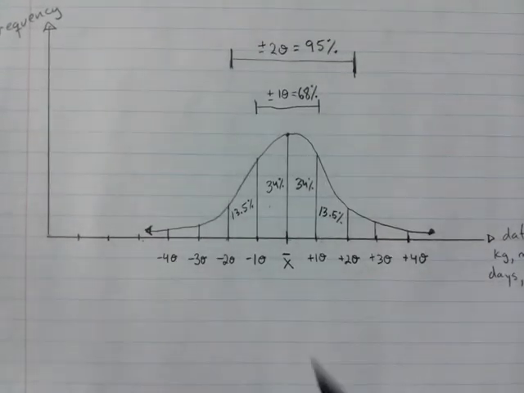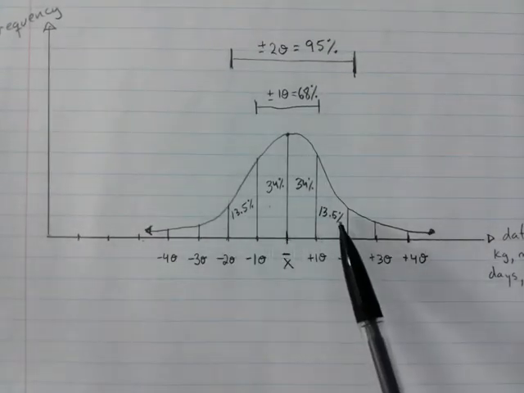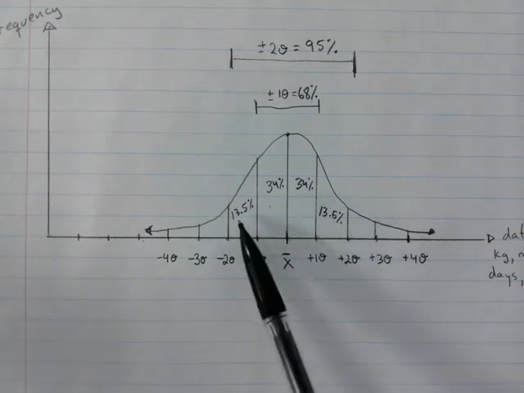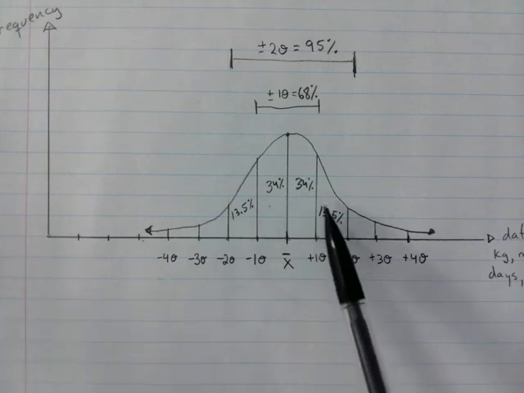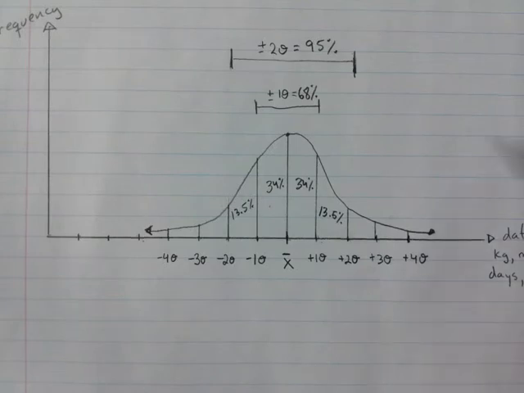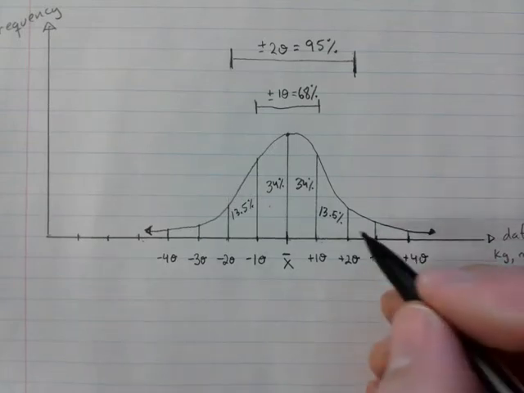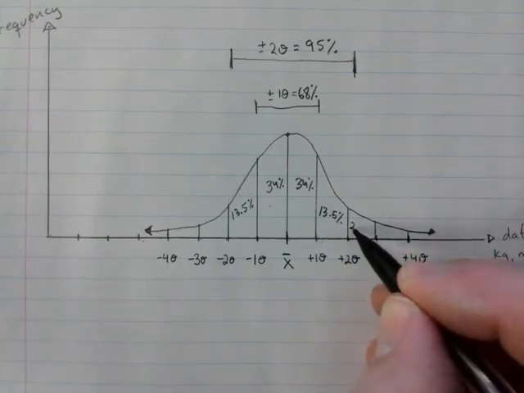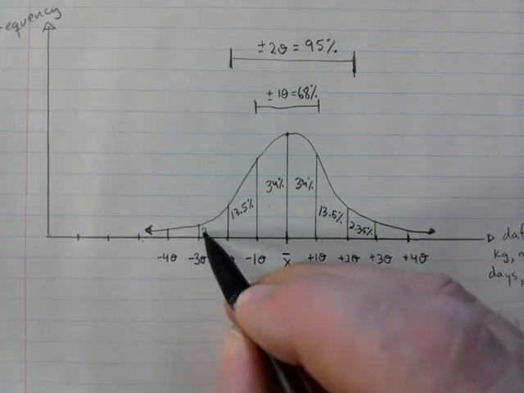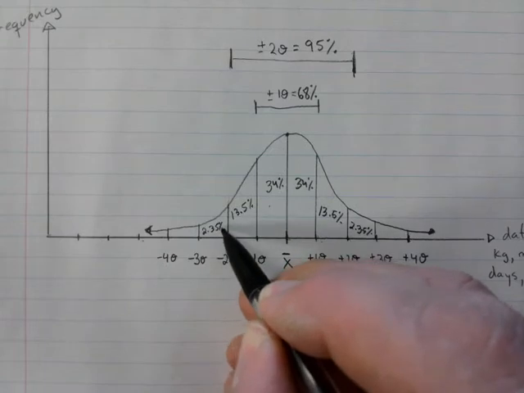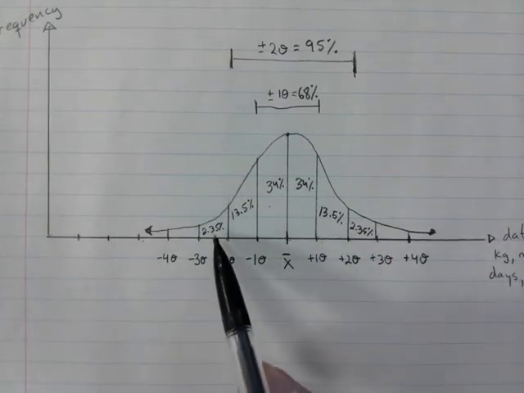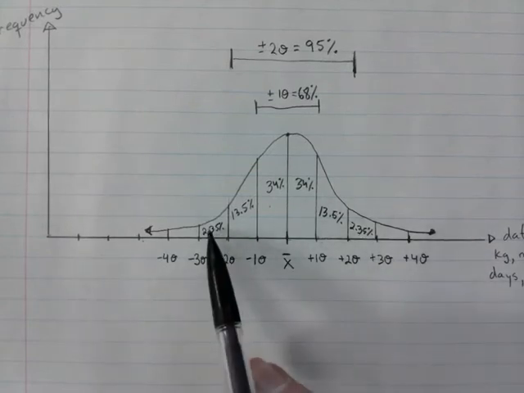So 13.5 and 13.5, that adds up to 27, plus 68, that is 95. If you were to add up all these 4 sections, that adds up to the 95. And then we go out one more, and I'll just tell you that this should be 2.35%. Did you hear that? You can hear me say that, right? 2.35 if you're not sure.